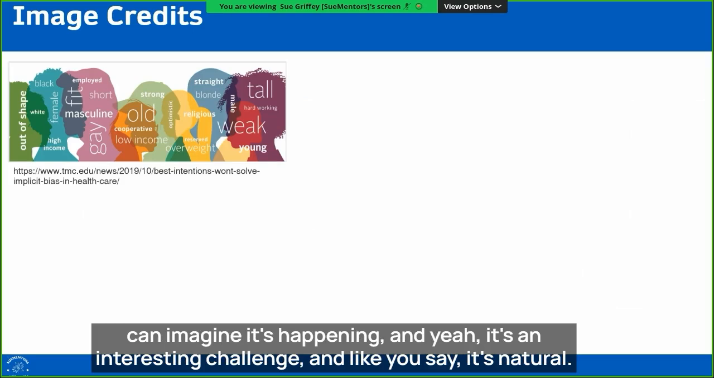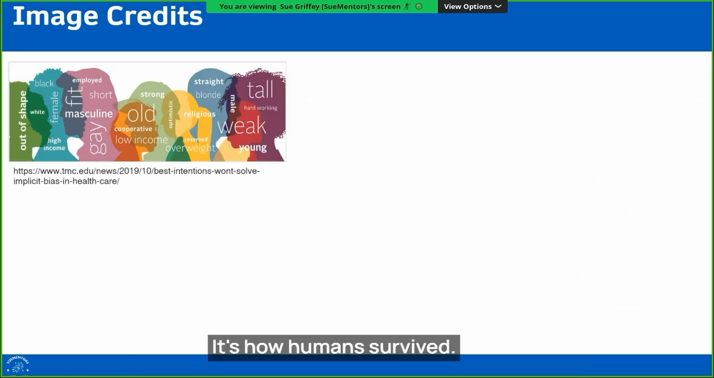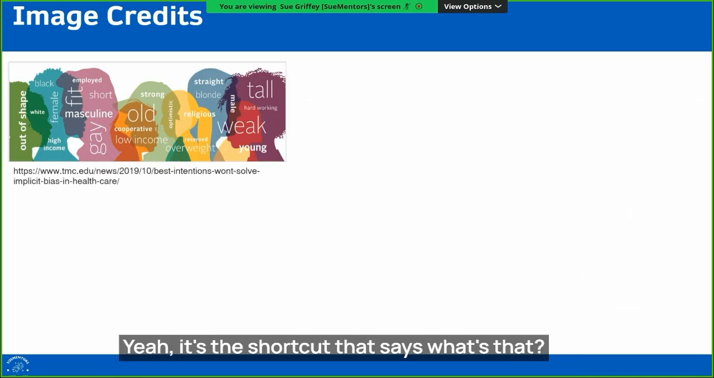Yeah, it's an interesting challenge, and like you say, it's natural. It's how humans survived. It's the shortcut that says, what's that? And then you react and go to safety. Our animal brain goes to safety. And so these things trigger.